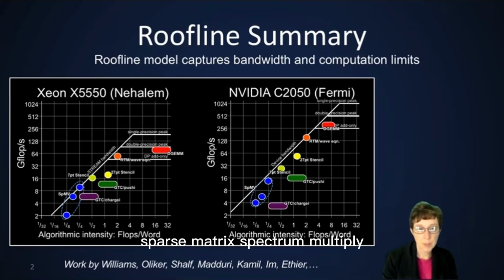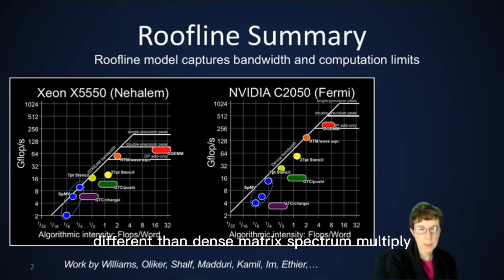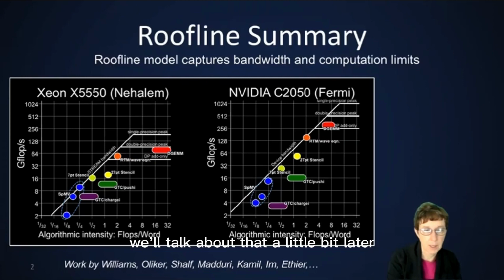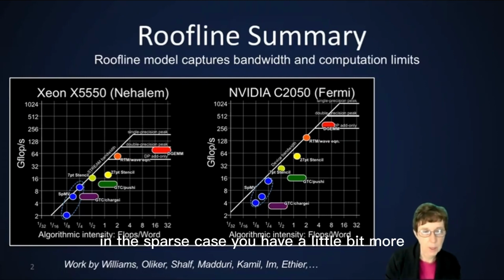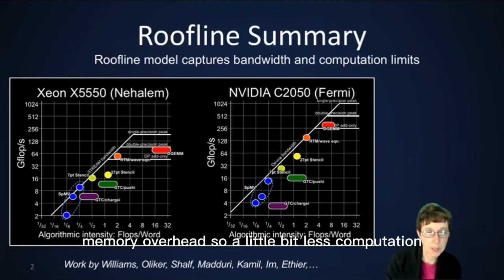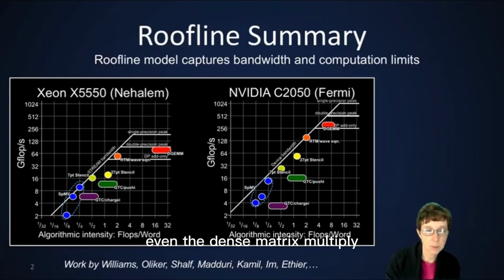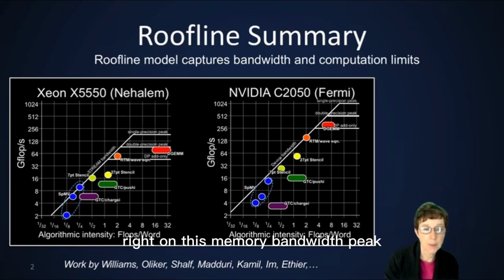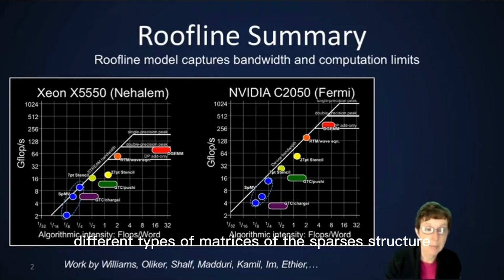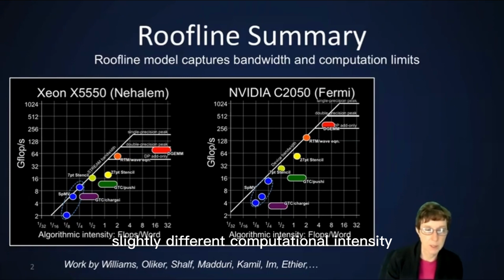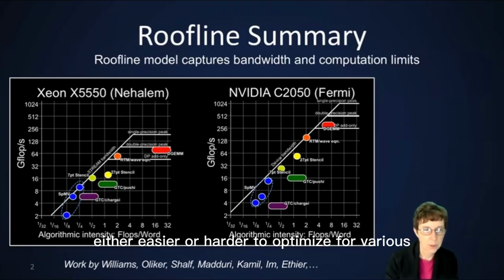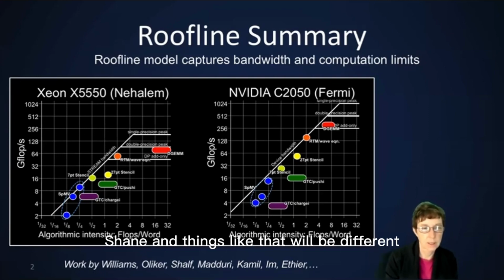Sparse matrix vector multiply is a little bit different than dense matrix vector multiply. We'll talk about that a little later, but in the sparse case you have a little bit more memory overhead, so a little bit less computation, lower computational intensity even than dense matrix multiply, but both of those will sit right on this memory bandwidth peak. There are a few different dots here because different types of matrices, with different sparsity structure, will give you slightly different computational intensity, and are also either easier or harder to optimize for various reasons in terms of the memory system. Things like prefetching will be different.